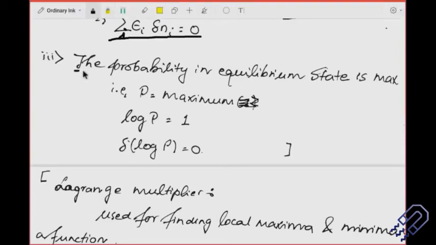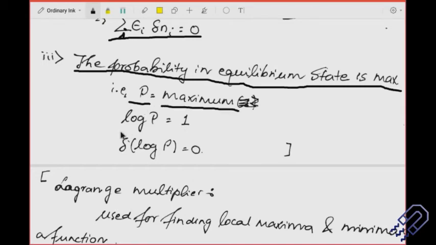The probability in the equilibrium state is maximum. When I say it is, I do mean the probability is maximum. That means it is definitely probable. If I say that the probability of rain today is 1, that means I know that it's going to rain. So that is what probability is all about. We all have that clear idea here.